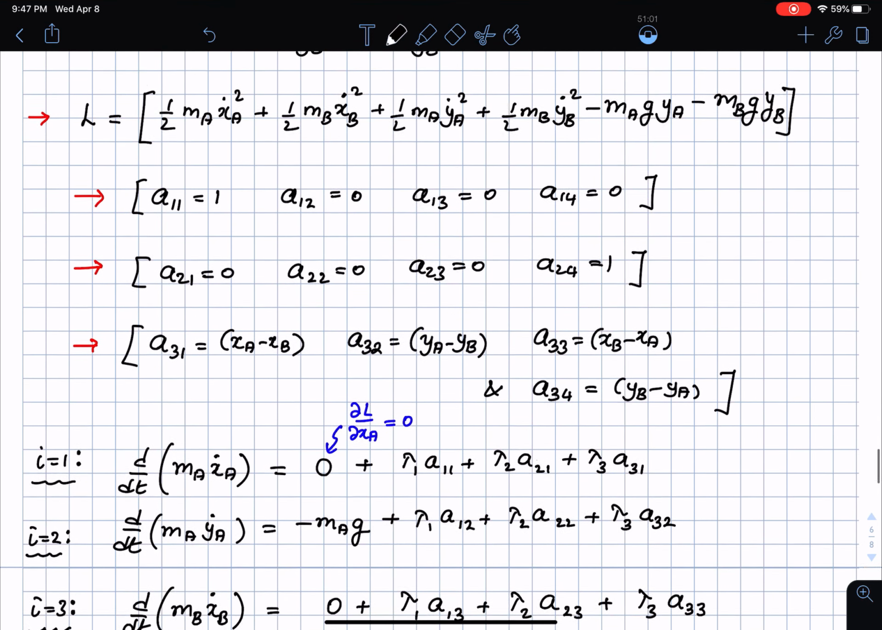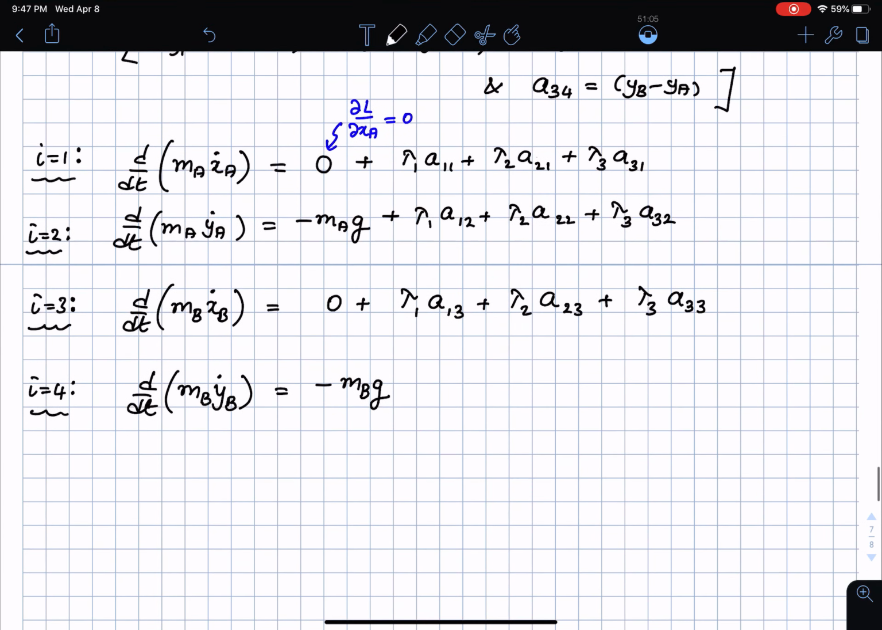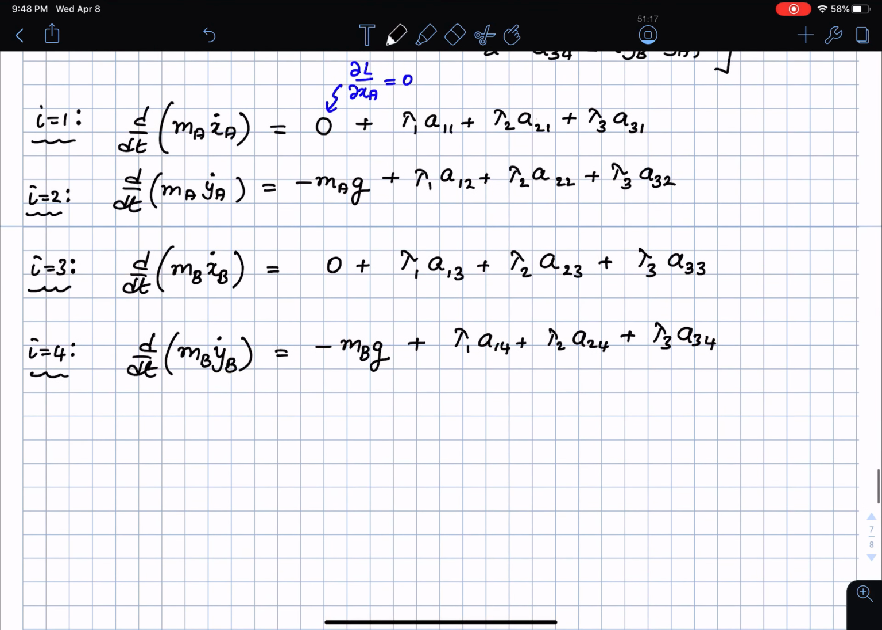Notice that the Lagrangian contains the term yb. I'll recap all of these again as we look down. So lambda 1 a1 4, lambda 2 a2 4, lambda 3 a3 4. Okay, and we have used the above in this. I'm just going to write that in blue. So dL/dxa dot is ma xa dot, and dL/dxa is equal to 0.